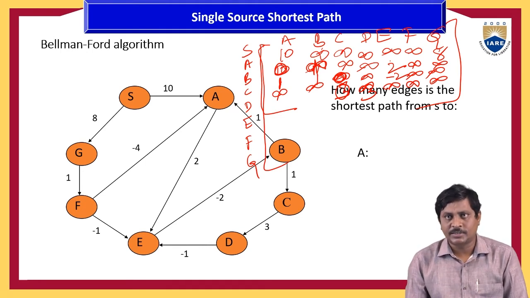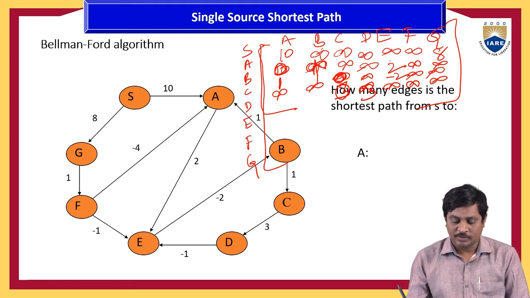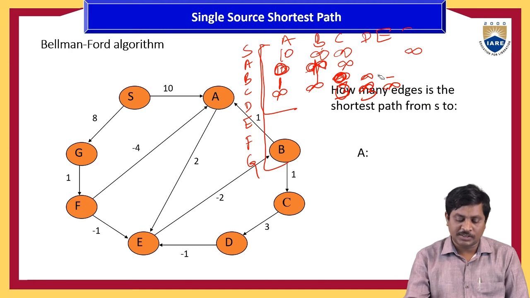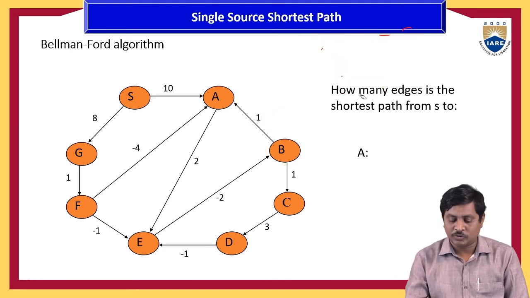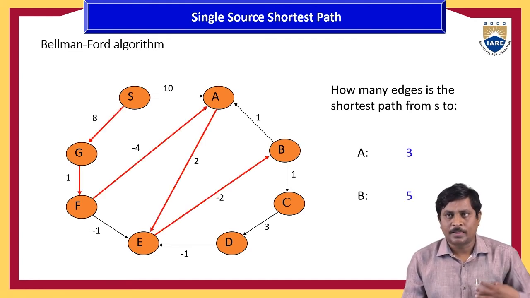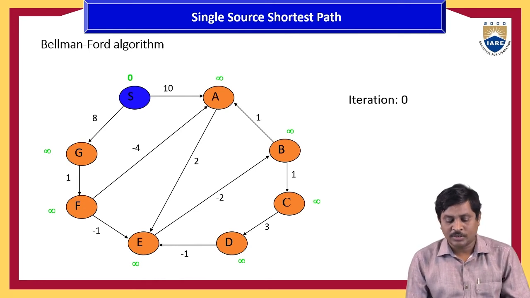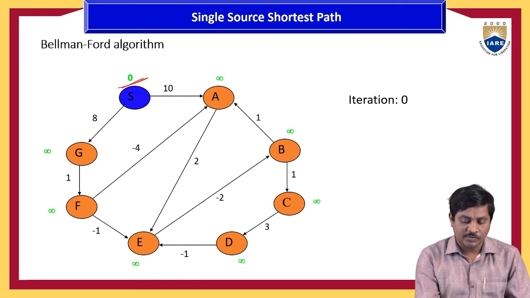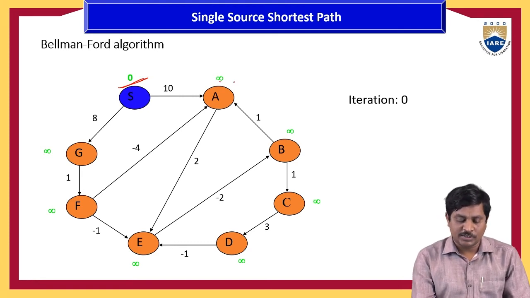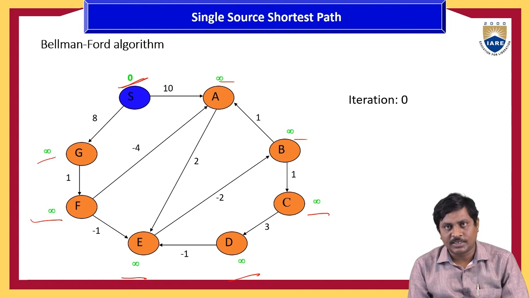After writing the adjacency matrix, now first we find the shortest path values. First, initially we find the shortest path values directly from S to all other nodes. Now here we see, whenever we want to find direct shortest path values, first is iteration 0. In iteration 0 we assume S value is 0, S to A is infinity, S to B infinity, S to C infinity, S to D infinity, S to E infinity, S to F infinity, S to G is also infinity. This is iteration 0.